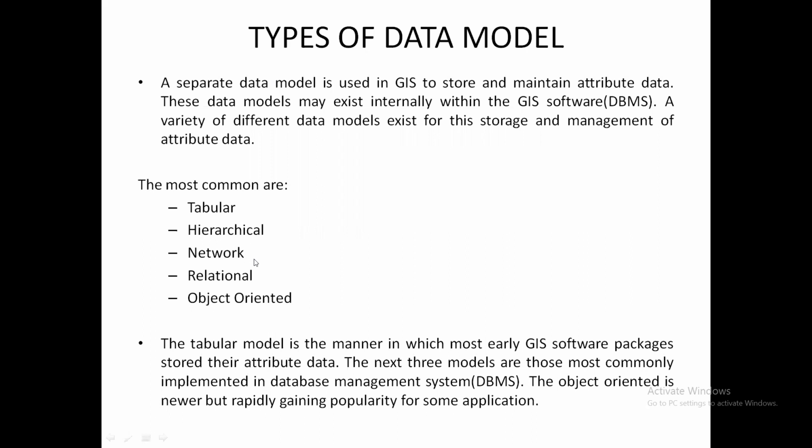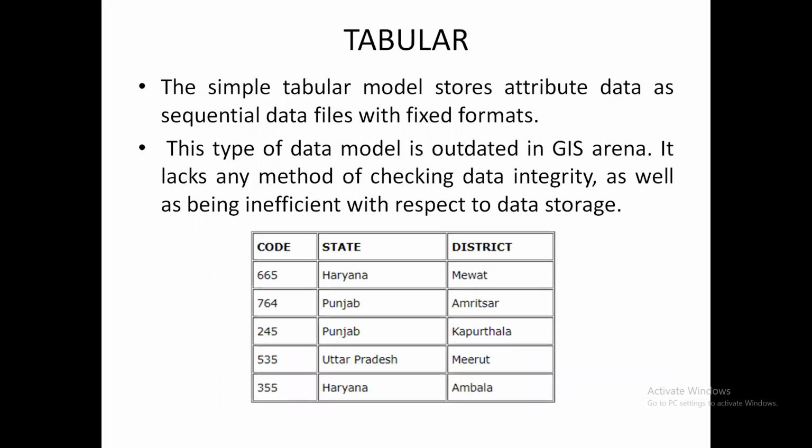First we'll see what a tabular data model is. The tabular data model is the simplest version of data model. In this you are going to have only one associated table with your spatial data. In that one table you are going to store all your attribute data. It is as simple as that. Only one table, whatever data you are collecting from the spatial, the corresponding attribute is going to be stored in that one particular table.